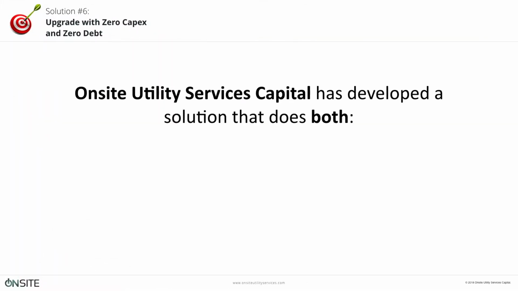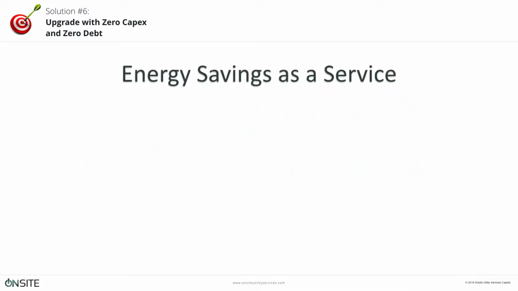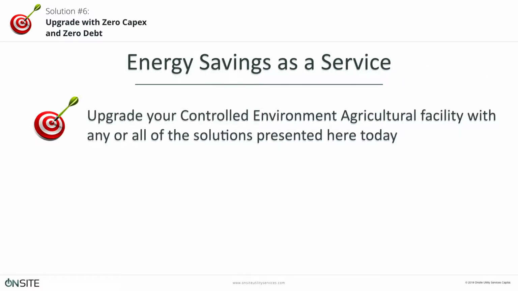Onsite Utility Services Capital has developed a solution that does both. It's called Energy Savings as a Service. Here's how it works. Through Energy Savings as a Service, your entire controlled environment agricultural facility is upgraded with any or even all of the solutions we've presented here to you today.